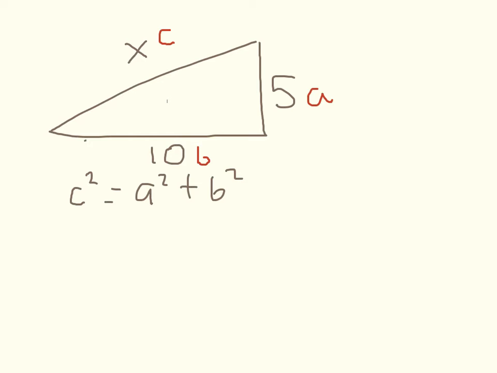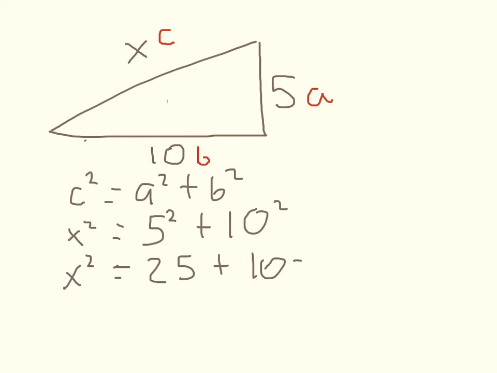So now we're going to plug them in instead. So instead of c squared, it becomes x squared. Instead of a squared, it becomes 5 squared. And instead of b squared, it becomes 10 squared. So now at the moment here, we've got x squared is equal to 25 plus 100. X squared is equal to 125.